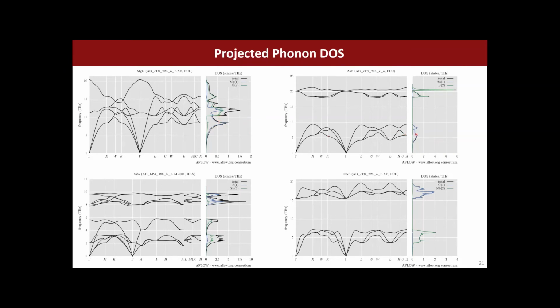Boron arsenide has very little overlap. We see that arsenic is at the low frequency spectrum, and boron is at the high frequency spectrum. Zinc sulfide, we have a little bit more of an overlap, but there we have pretty much also complete separation between niobium and carbon, and that is very much a mass effect.